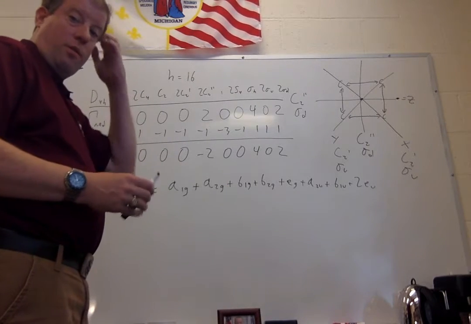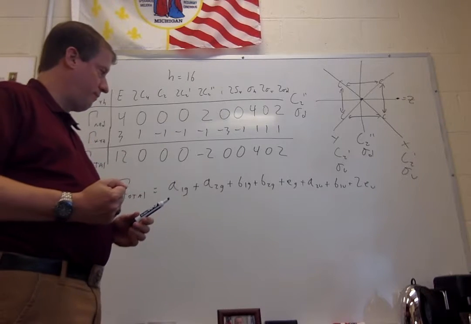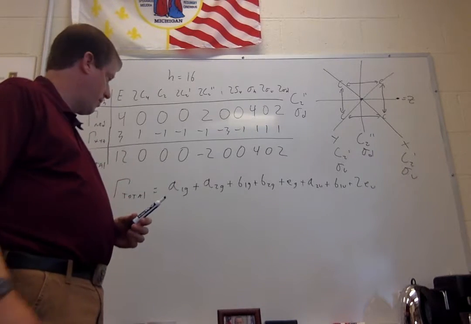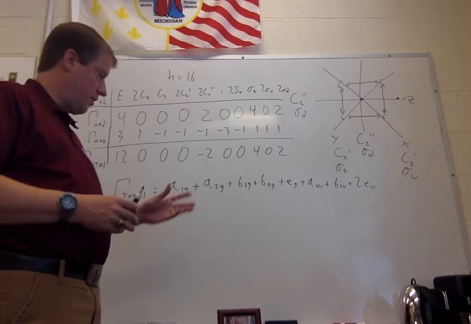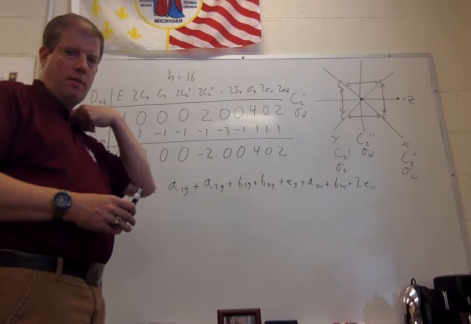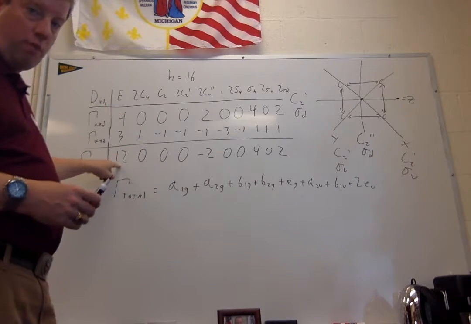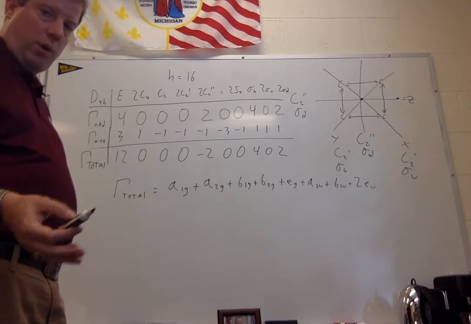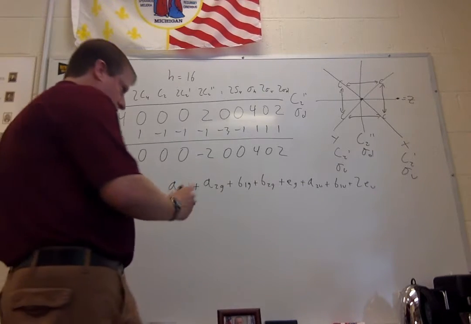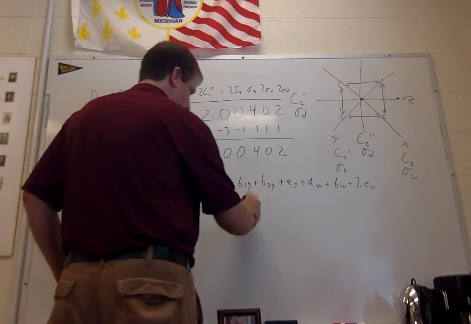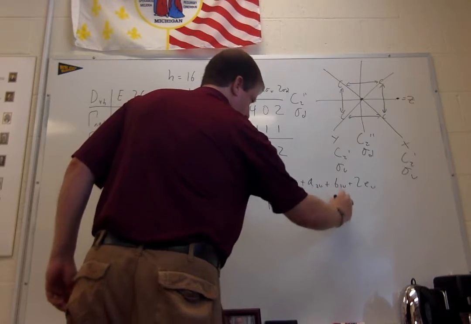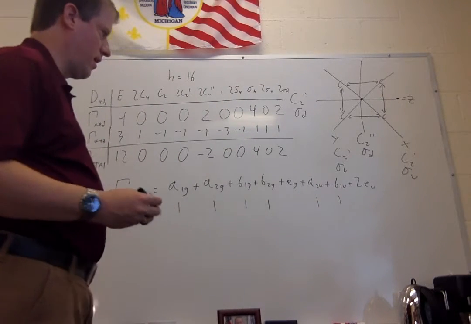And so that is your reduced gamma total. One of the things you do to check that you did this right is that the sum of the characters under E should equal 12. So what are those characters under E for this? Well, for all the singly degenerate ones, we have 1, 1, 1, 1, 1, and 1. So where are we at right now? 6.